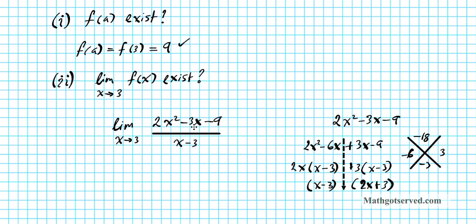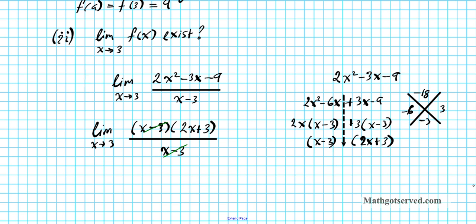Let's insert it back in the numerator here. So this limit becomes the limit as x approaches 3 of (x minus 3) times (2x plus 3), and that expression divided by x minus 3. Now what you can see is that this discontinuity here is removable. So let's go ahead and remove it, cancel it out.